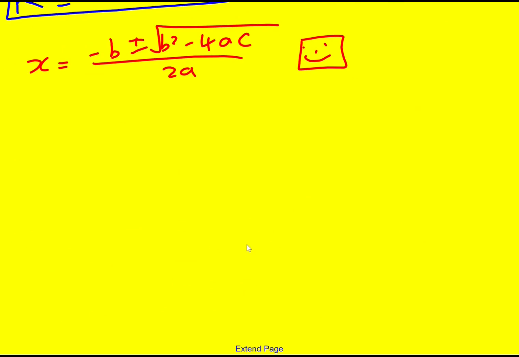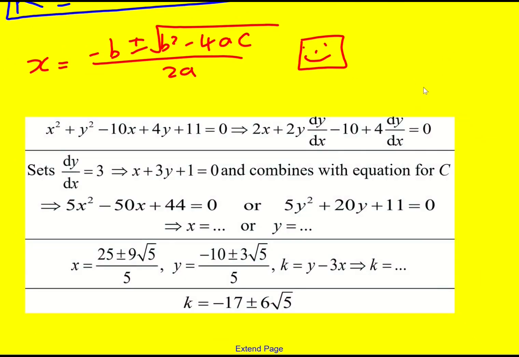Just going to talk about other methods for doing this question. I did mention it before, but we could use implicit differentiation on the circle, which gives you this. I don't think it really makes things any easier. Make dy/dx the subject, and then set it equal to 3, because remember, the gradient of the tangent was 3. We're going to get this equation here, which we can combine with the equation of the circle to get a quadratic, which will lead to a solution for x and y, and then put that back in to work out k. That feels pretty complicated, but it would work out.